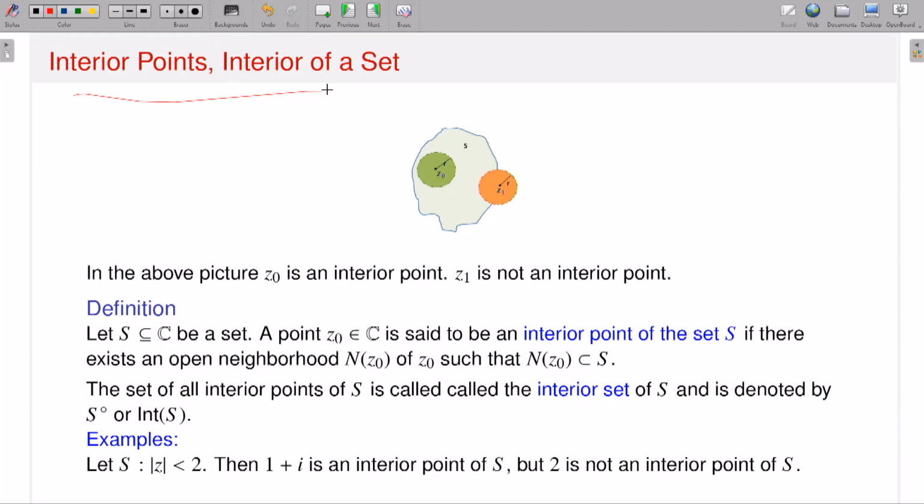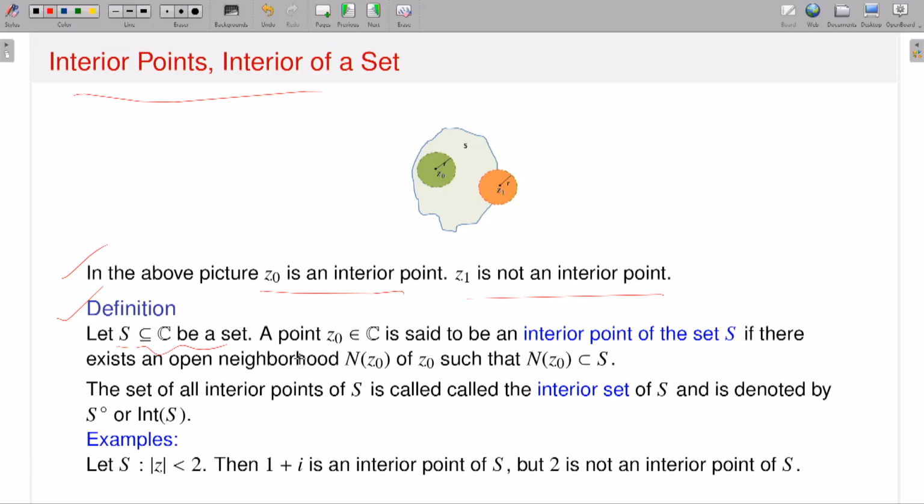Now, as I said, I have defined open ball or open neighborhood. Then I can talk about what we mean by interior points, or interior of a set. In the above picture, z naught is an interior point and z1 is not an interior point. Let me see how I define it. So what is the definition of an interior point? Now take a point set, a subset S of the complex plane.